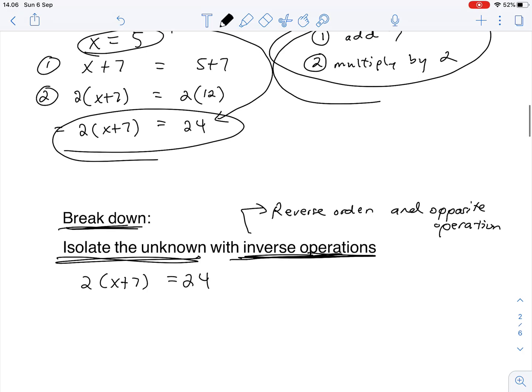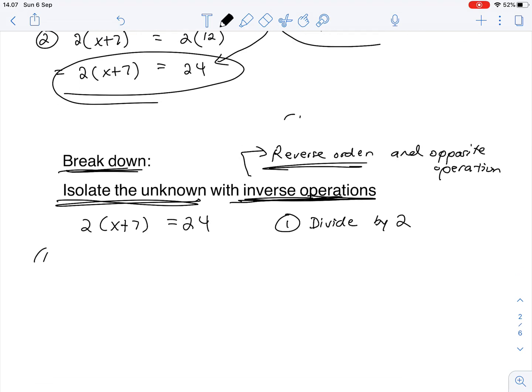Okay? So watch. I'm going to start here at the end. The first thing I'm going to do is not multiply, because I'm going in reverse order. So I'm starting with the number 2. I'm going to do the opposite operation. The opposite operation of multiply is divide. So in this first step, I'll divide this equation, everything, by 2. And I'm going to simplify that. 2 divided by 2 just goes to 1, and I'm left with x plus 7 equals 12.